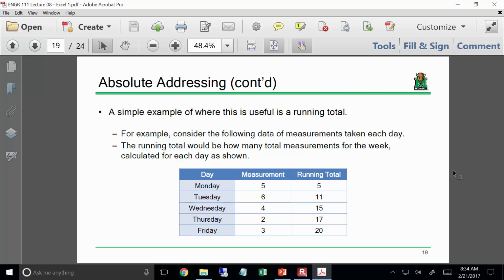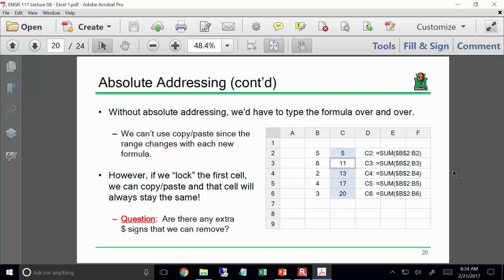Another example of absolute addressing is something like this. If I'm trying to do a running total of a given set of quantities, let's say on Monday, Tuesday, Wednesday, Thursday, Friday, I have written down how many samples I've collected, or maybe this is how many miles I ran on each day. So I ran 5 miles on Monday, 6 miles on Tuesday, 2 miles on Wednesday. I was having a lazy day on Wednesday, and 4 on Thursday, and 3 on Friday. A running total would be, as the week goes on, how many miles have I run total?